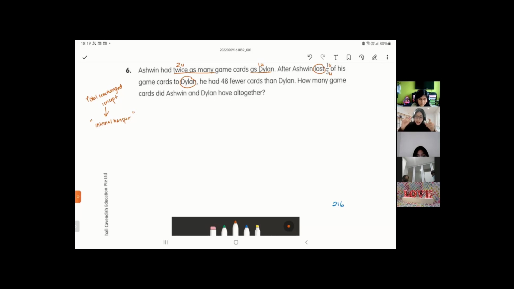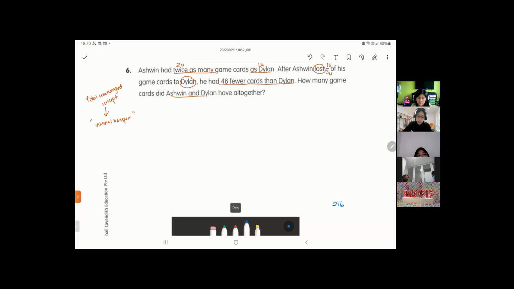So which means the transfer is between themselves. There's no external factor going on. They did not throw the cards away. They did not buy some more cards. They did not give away the cards to another third friend. Understand? So if it's between the 2 of them, then it is called internal transfer, or their total will not be changed. Their total before the transfer and after the transfer will remain unchanged. That's why it's total unchanged concept. Okay? So what happened next? He had 48 fewer cards than Dylan. How many game cards did Ashwin and Dylan have altogether?